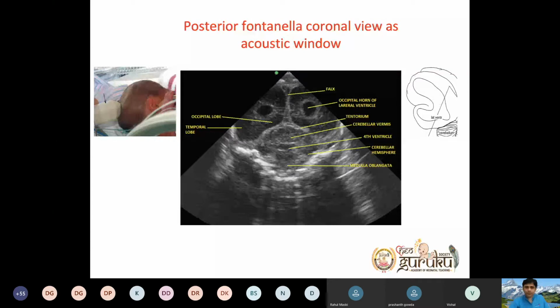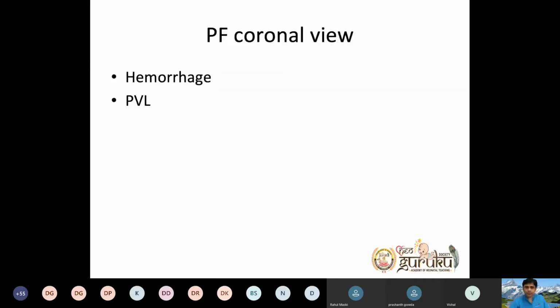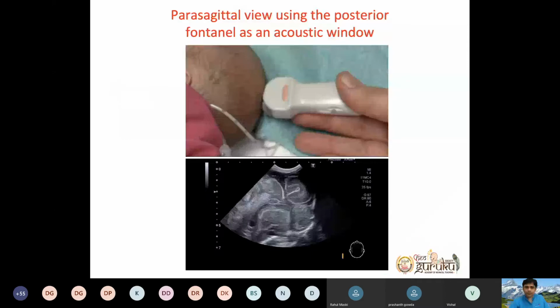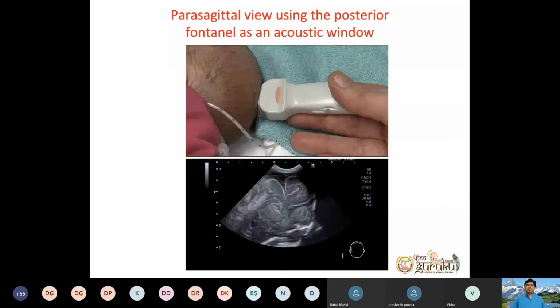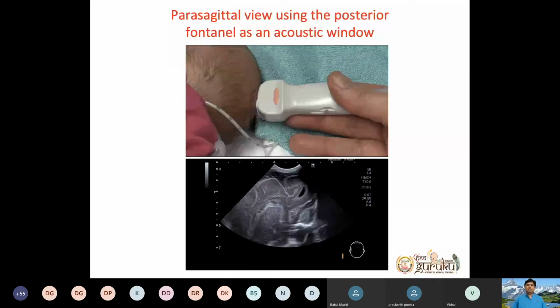So moving on to the next one, the sagittal section. You can see how we are taking the sagittal section of the posterior fontanelle. Support with your finger, with the probe marker on the upper side, and gently try to tilt. You can see right and left you have to mark it.